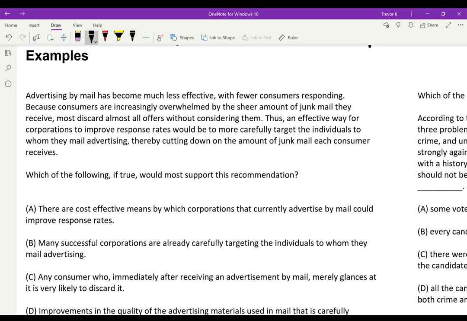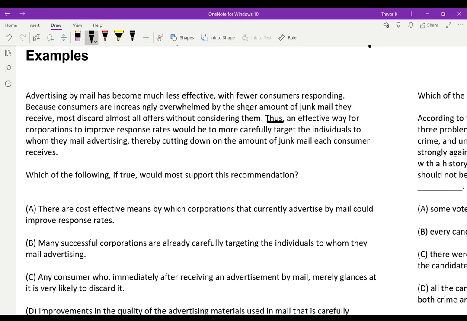Because consumers are increasingly overwhelmed by the sheer amount of junk mail they receive, most discard almost all offers without considering them. Thus, an effective way for corporations to improve response rates would be to more carefully target the individuals to whom they mail advertising, thereby cutting down on the amount of junk mail each consumer receives. All right, cool. So first step, where's my conclusion? Well, they already gave me my conclusion word here, thus, pretty close to therefore.